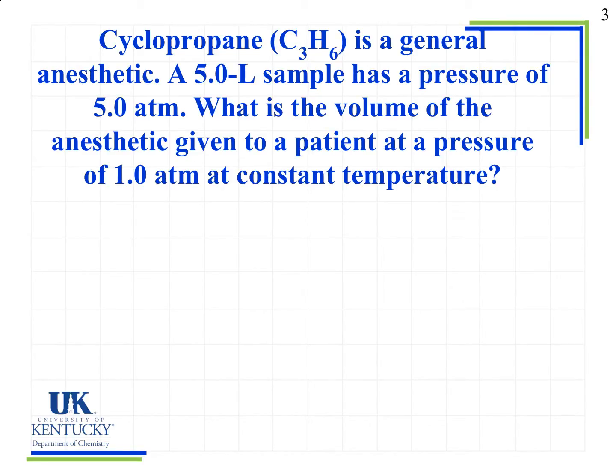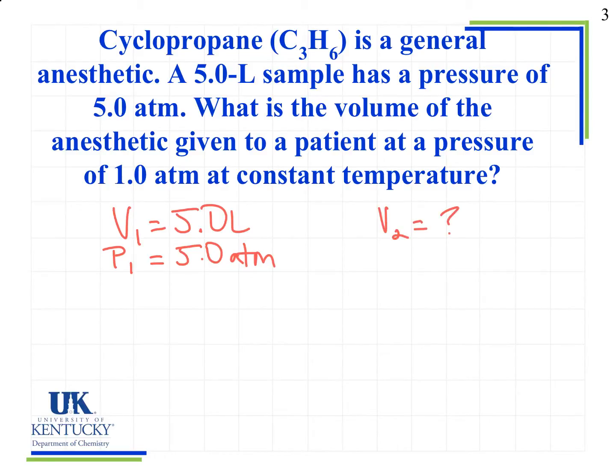So here's another problem. Cyclopropane is a general anesthetic. A 5-liter sample, so it gives me V1 equals 5.0 liters, has a pressure of 5 atmospheres, so P1 equals 5.0 atmospheres. What is the volume of anesthetic, so V2 equals question mark, given to a patient at a pressure of 1 atmosphere. That'll be P2. Now notice it doesn't matter which set I label as V1 P1 and V2 P2 as long as the V1 P1 are describing the same conditions and the V2 P2 are describing the same conditions.